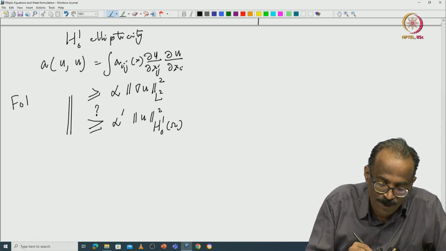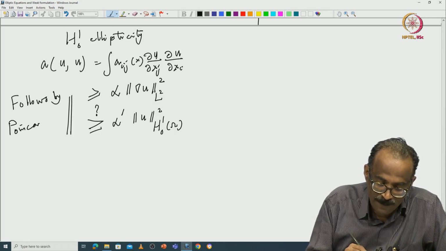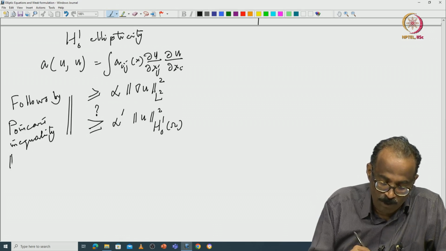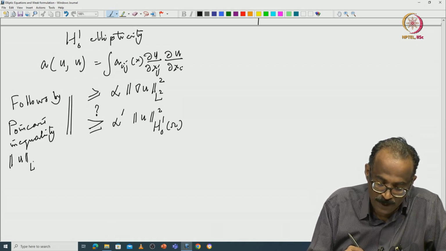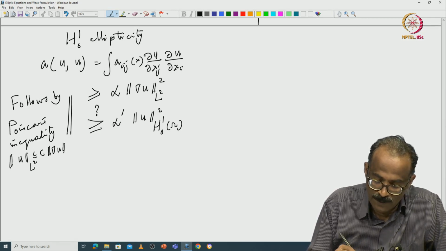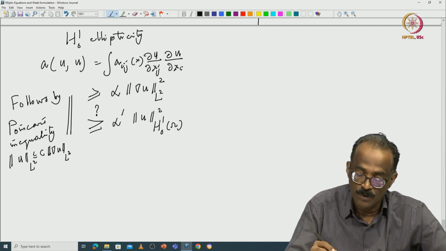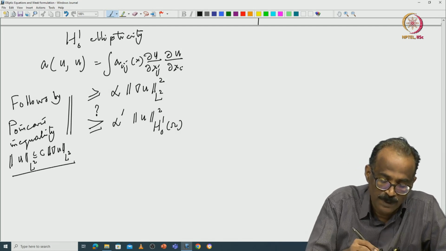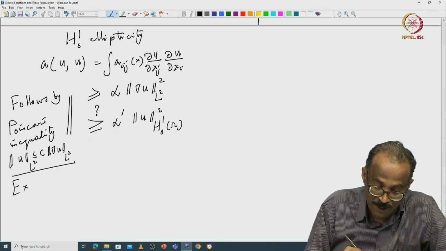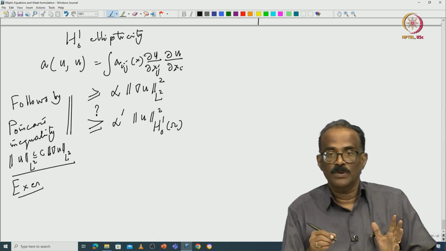And this follows by the Poincare inequality. If you are not convinced and if you are studying it for the first time, the Poincare inequality says the norm of u in L2 is less than or equal to the norm of grad u in L2. So you can estimate the full norm by grad u alone. So this can be proved. If not, do it as an exercise, if you are learning it for the first time.